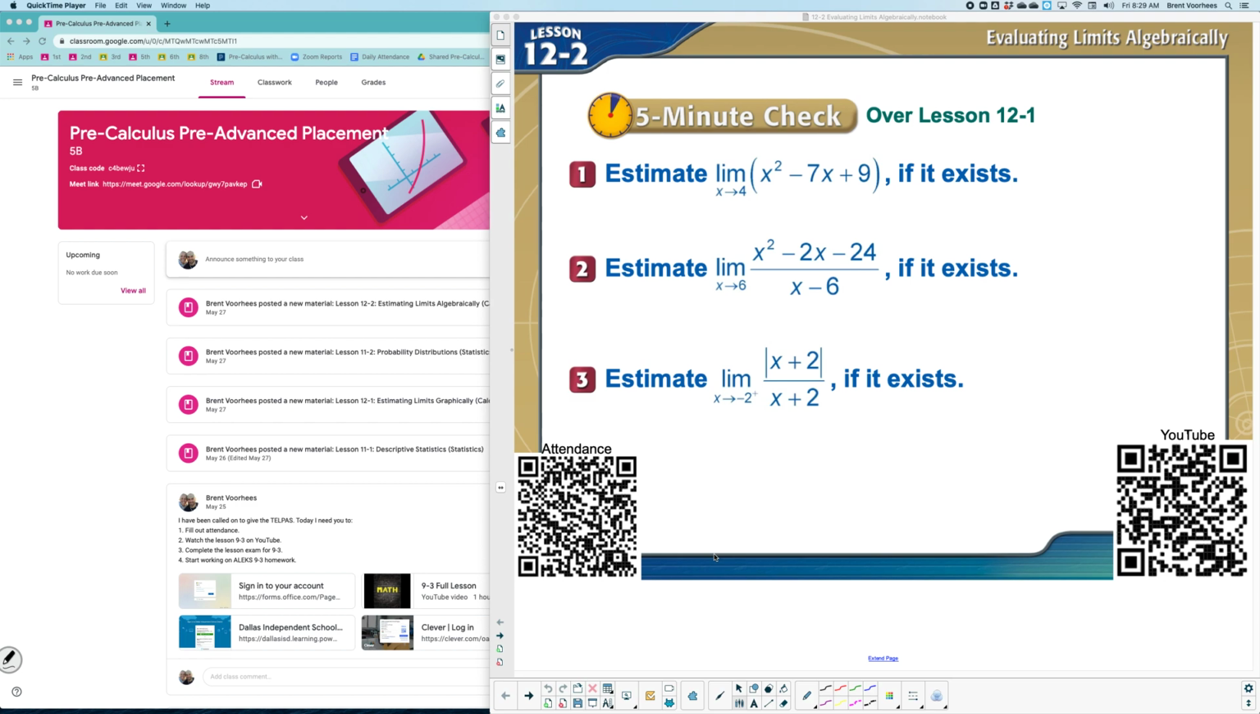12.2. Today we're going to look at evaluating limits algebraically, whereas in 12.1 we looked at this graphically. And so before we begin looking algebraically, let's review how we did this graphically. What I'm going to do is estimate these limits, and to do so I'm going to use the calculator Desmos.